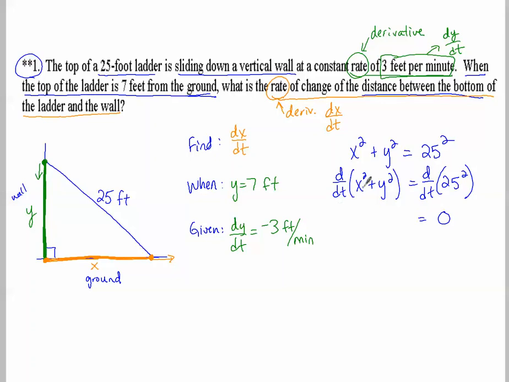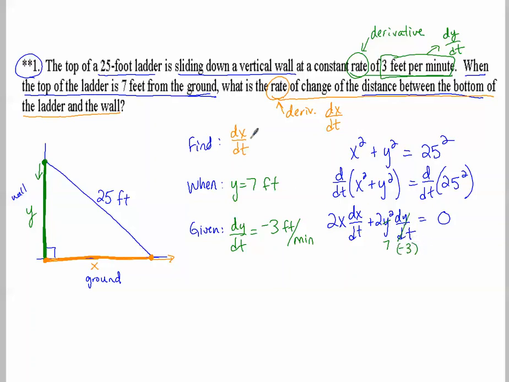On this side, the derivative of x squared is 2x, but I have to use the chain rule because that's a different variable, so I'm going to say with respect to t, times dx/dt, plus the derivative of y squared is 2y, but times dy/dt. I have to use the chain rule there also. Now that I've taken the derivative, I'm going to plug in my when, in my given, to get my find. So y is 7, so I can take out the y and put 7 in its place. dy/dt is negative 3. I can take out the dy/dt and put negative 3 in its place.